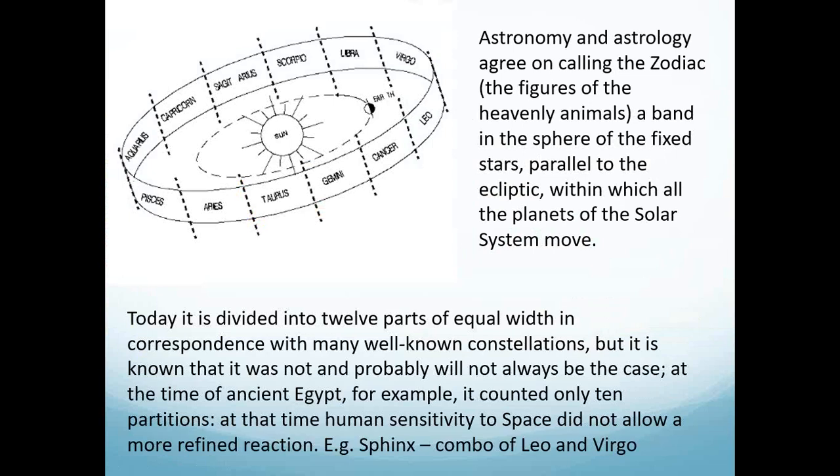So here we have astronomy and astrology both agree on calling the zodiac, which is a figure of the heavenly animals. And that's interesting that we see animals for all the signs except the three air signs. For them, we have humans or inanimate objects like the scales for Libra. And I had to think about that. Why are the air signs not animals?